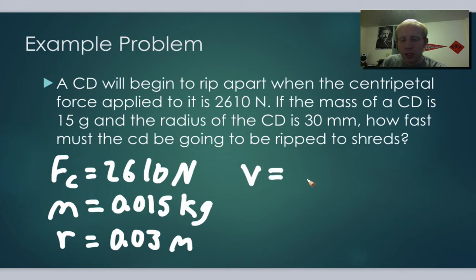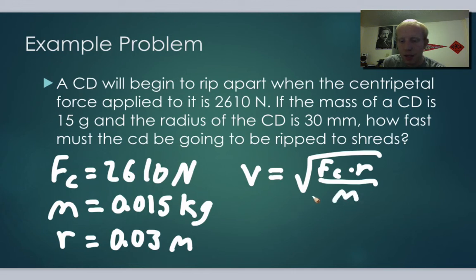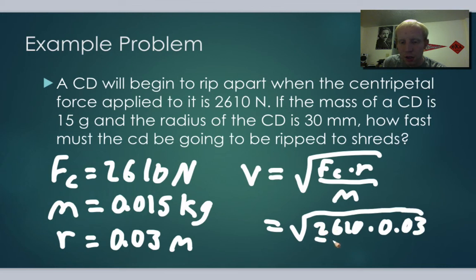Using that equation we just solved, we're going to rewrite it like this because we're looking for velocity. So velocity equals the square root of Fc times r over m. Plug all that in. So we get the square root of 2,610 times 0.03 over 0.015. Pull out your calculator and plug it in. So we get 2,610 times 0.03 divided by 0.015. Take the square root of that.